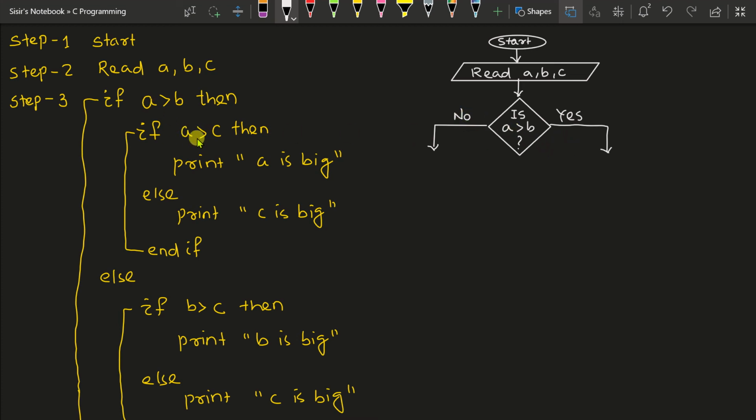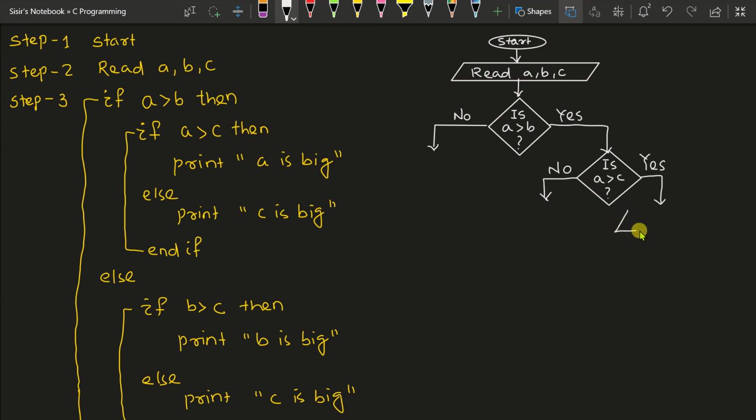So if it is yes, what do I have to check? Again we have to take a condition, that is, A greater than C or not. So again we have to draw a rhombus here. What I am going to write is A greater than C, question mark. Here also two things come, either it will be yes or it will be no. Yes and no. Similarly, if A greater than B is satisfied and A greater than C is satisfied, then what will happen? The output is A is big.